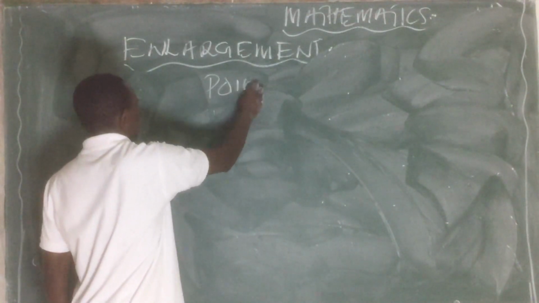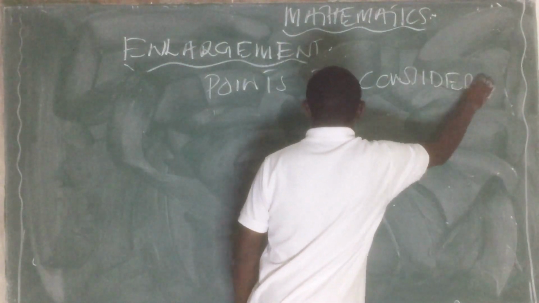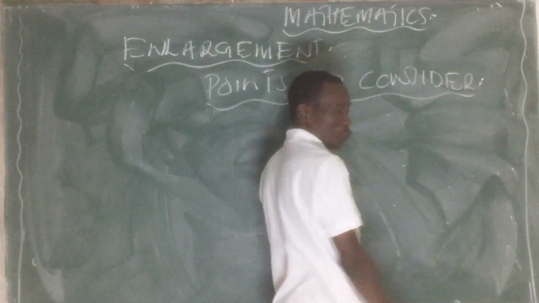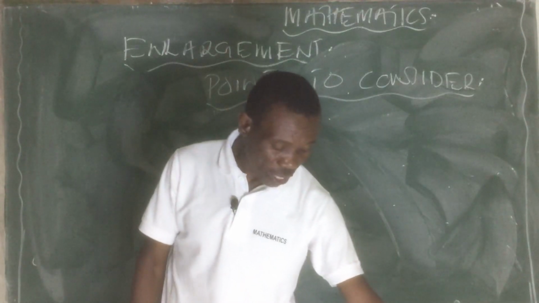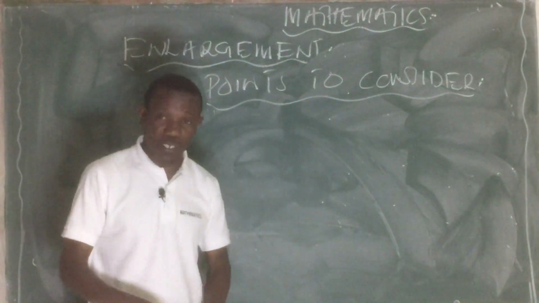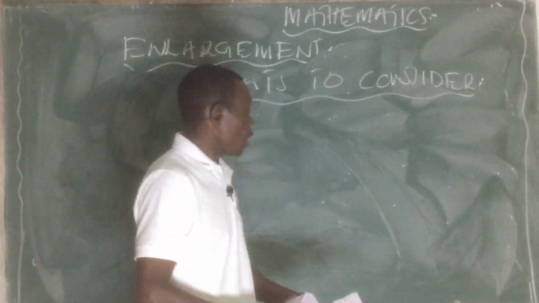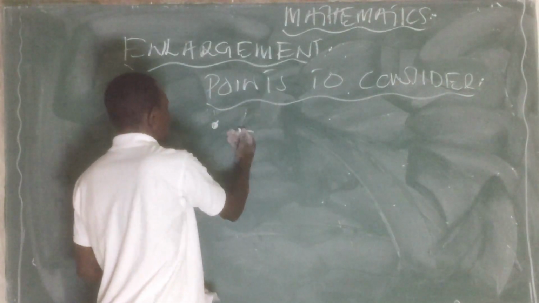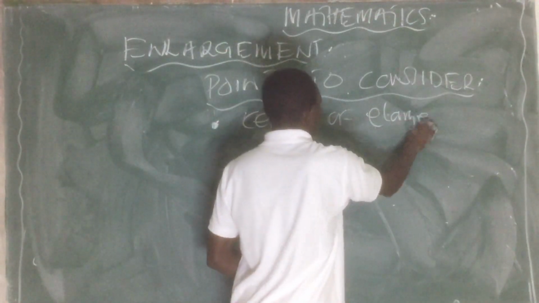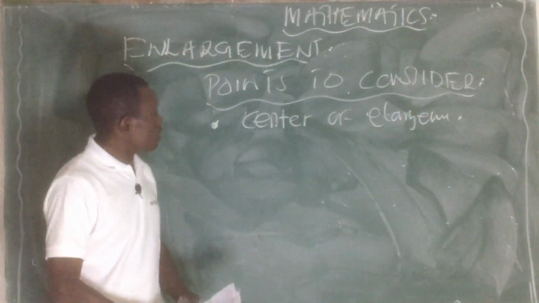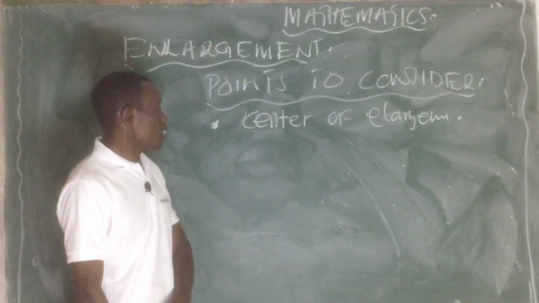Points to consider. Right. They're just issues that you should understand, that the language of which will never cease from your mouth each time we talk about enlargement. One, very important, you have to know the center of enlargement. It means an object or a figure can be enlarged with the center of enlargement.